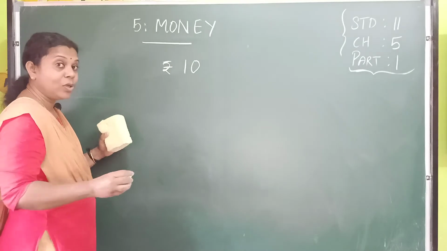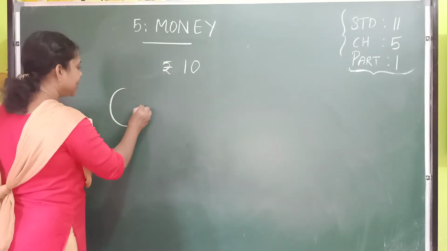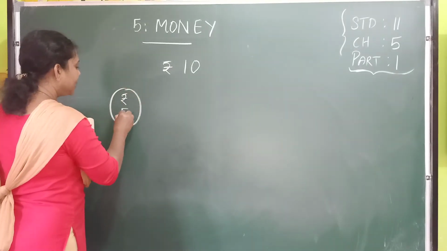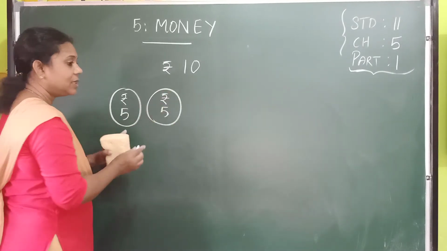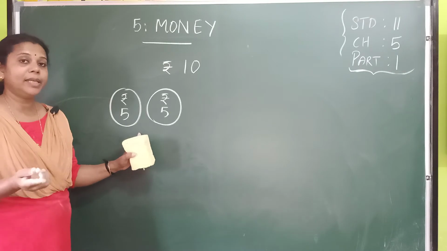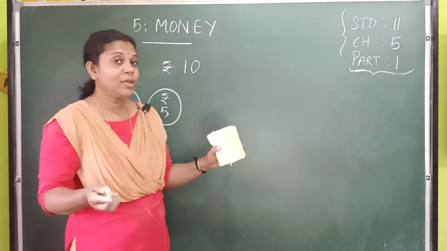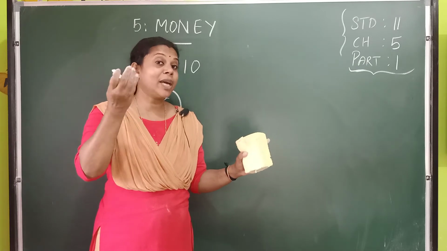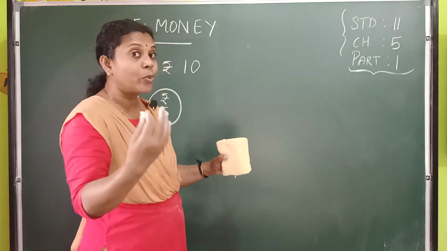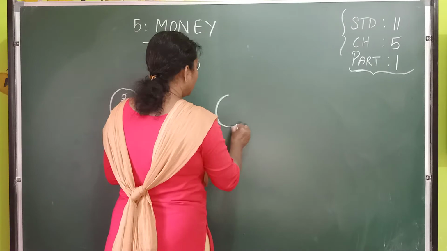To make 10 rupee, we can have two 5 rupee coins. Rupees 5 and this makes 10. Then we can have 2 rupee coins, 5 in number. Let us take 2 rupee coin, 5 in number.